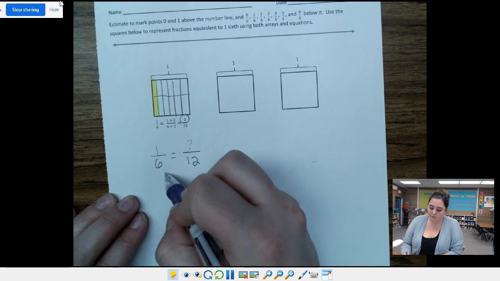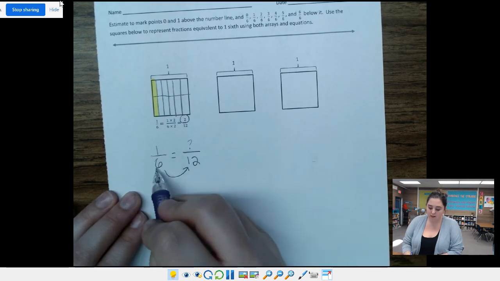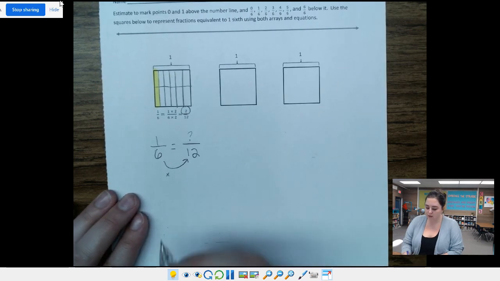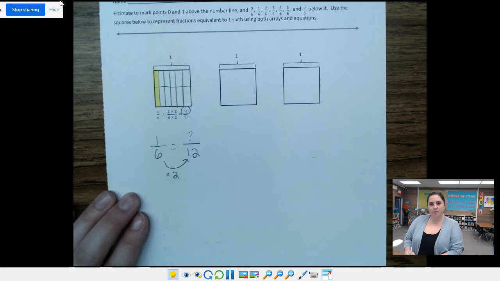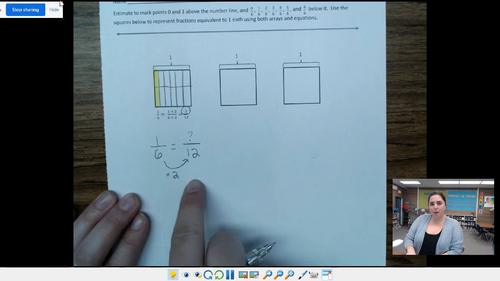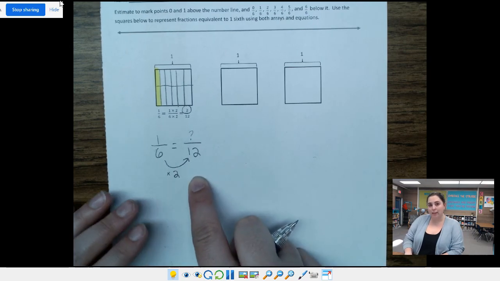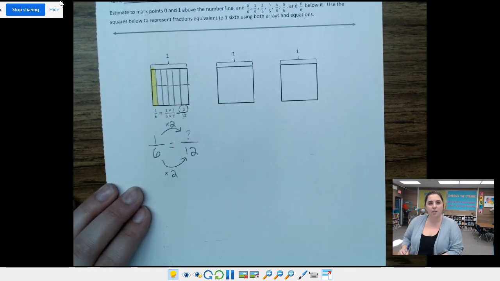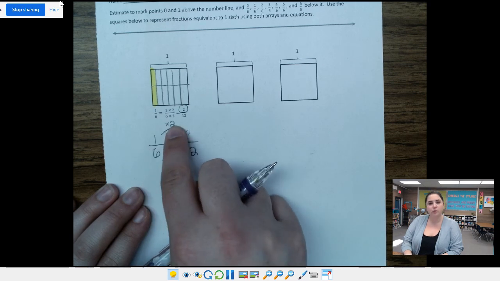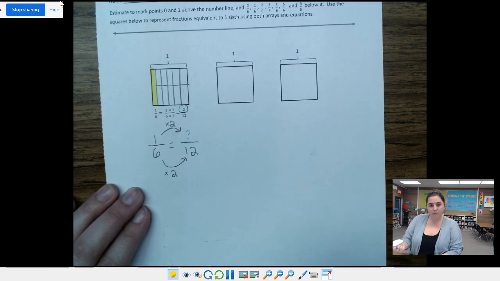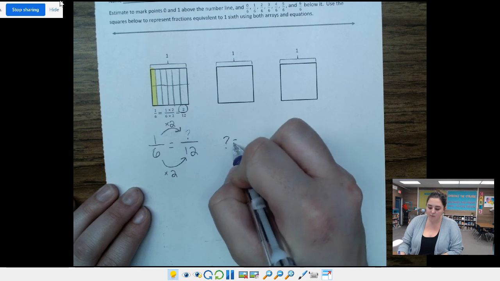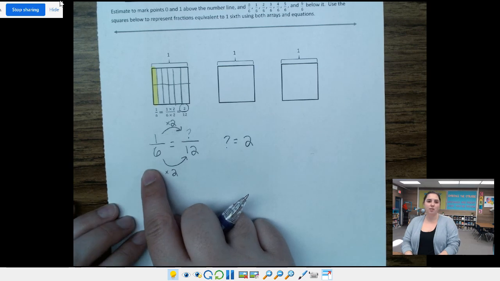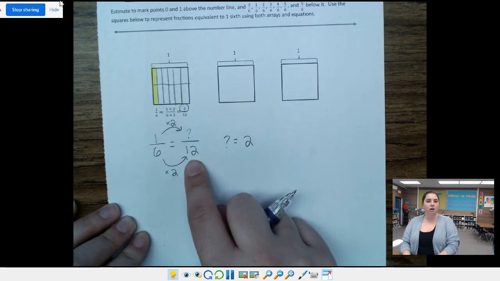The other method is using your multiplication. 6 times what is 12? Well, I know 6 times 2 is 12. If I change the bottom number by multiplying by 2 to keep them equal, I also have to do times 2 on top. So what is 1 times 2? 2. So that means my missing number is 2. You're going to do this obviously with different fractions here, but either method to solve works for me.